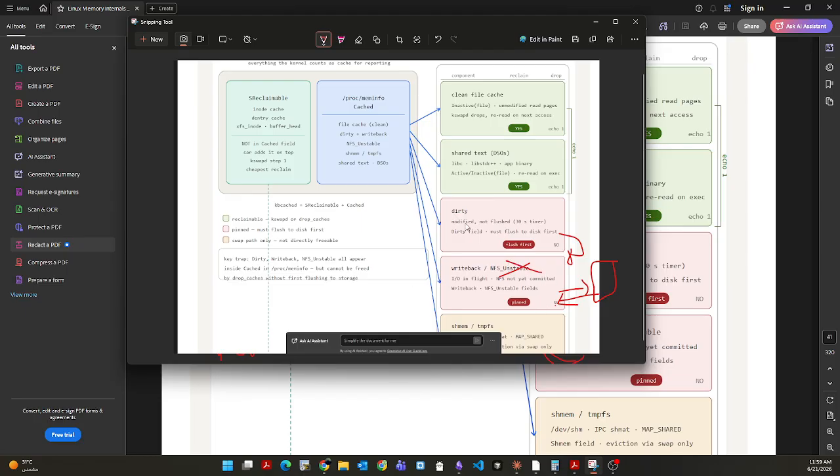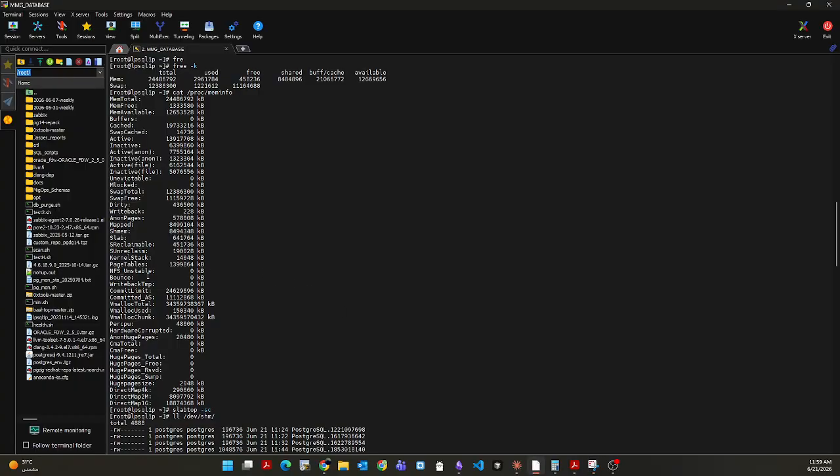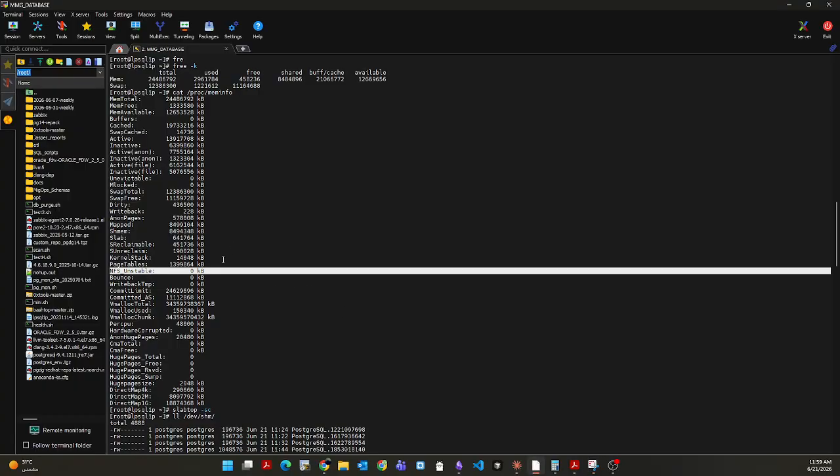So if there is NFS involved, dirty pages have to be written back to NFS. As you can see here, there is NFS unstable, but since we are not using NFS, nothing is written here.